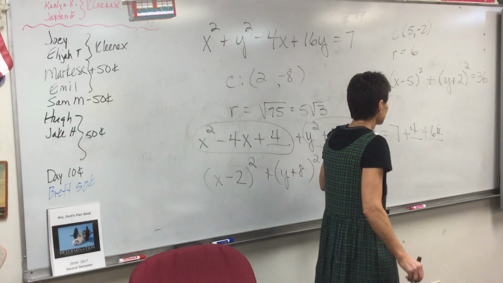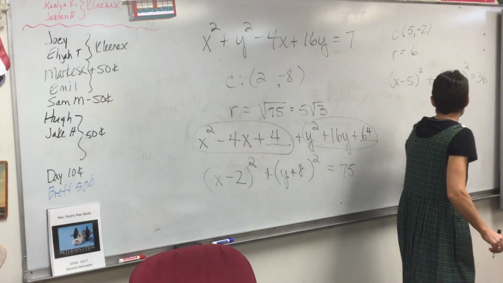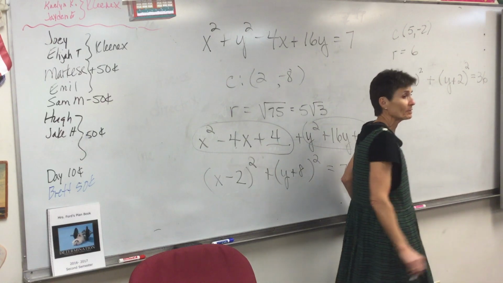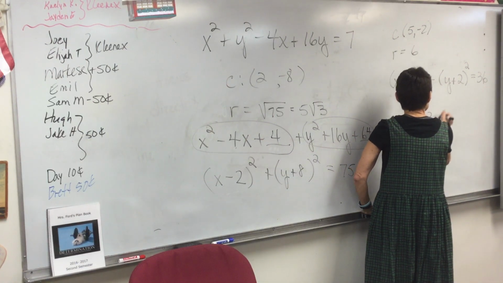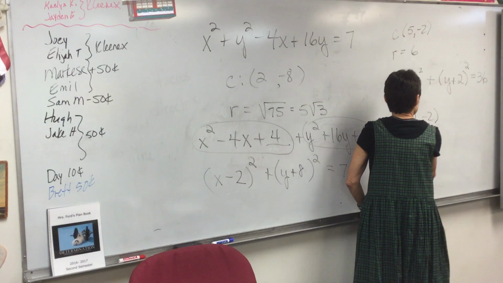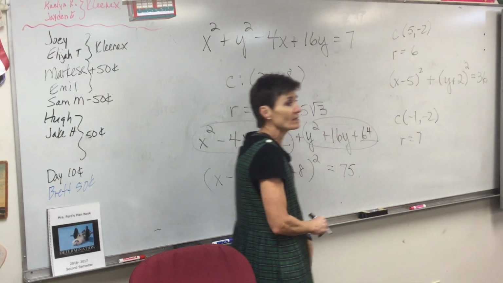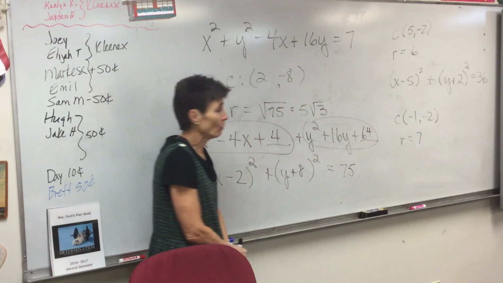Now, we're going to do one more of those because we didn't practice any of them yesterday. They're so simple. Please don't miss these. The center is -1, -2, and the radius is 7. What would the equation of the circle be?